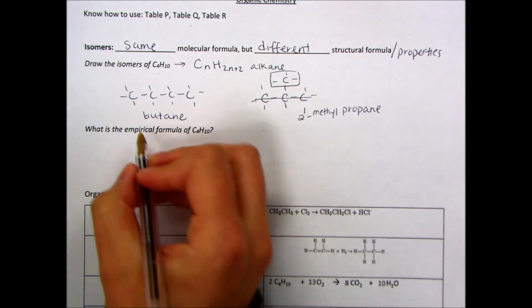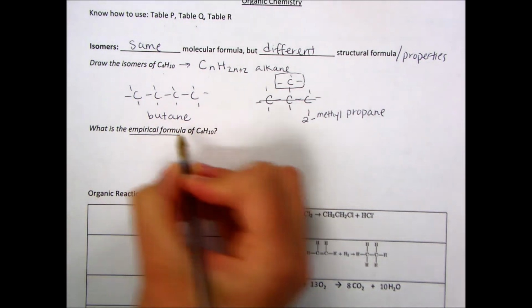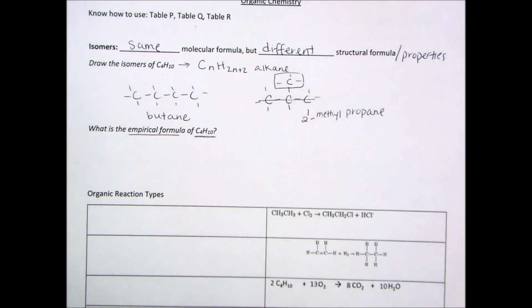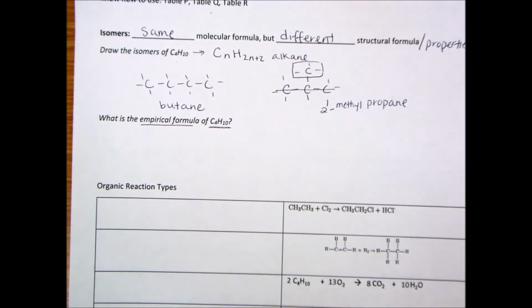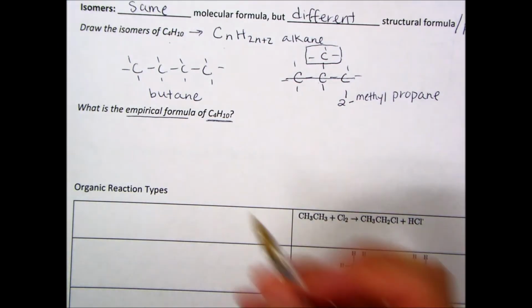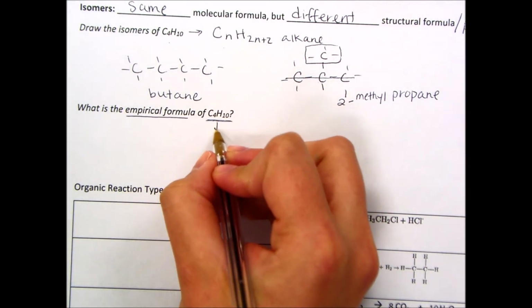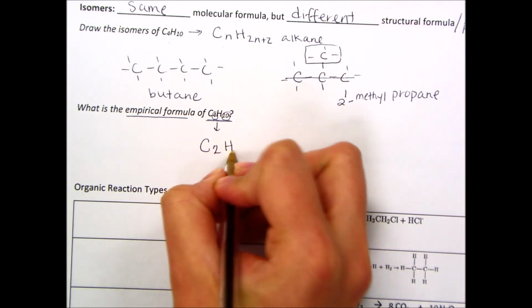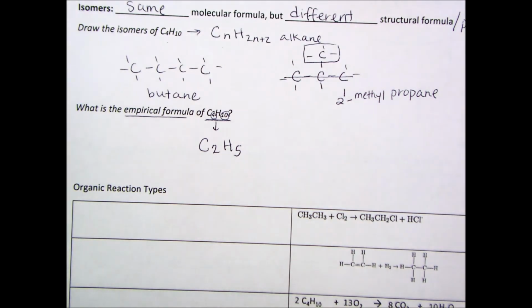Another thing, make sure you remember what an empirical formula is. That's just taking the molecular formula and reducing it to the smallest whole number coefficients by dividing by the greatest common factor. So for C4H10, both of those numbers, 4 and 10, are divisible by 2. So the empirical formula would be C2H5.